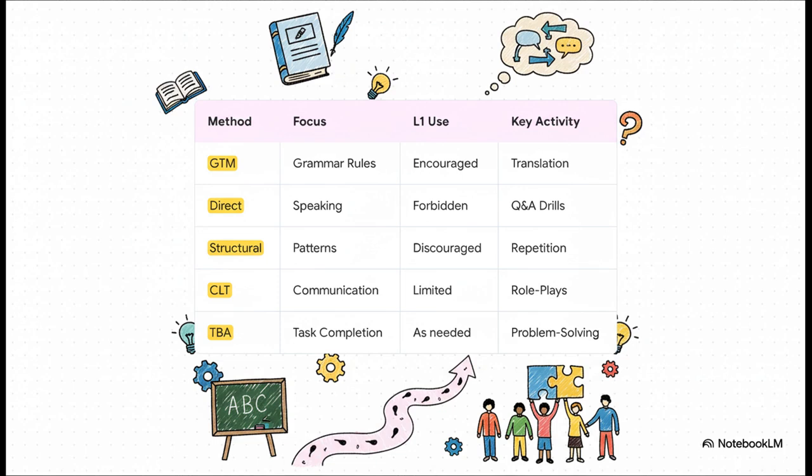Look at the focus column. It goes from abstract grammar rules all the way down to a very concrete task completion. And check out the L1 use, how your native language is used. It goes from being essential to being completely forbidden, and then finally to being used strategically when you need it. It's a perfect picture of the evolution from theory to practice.